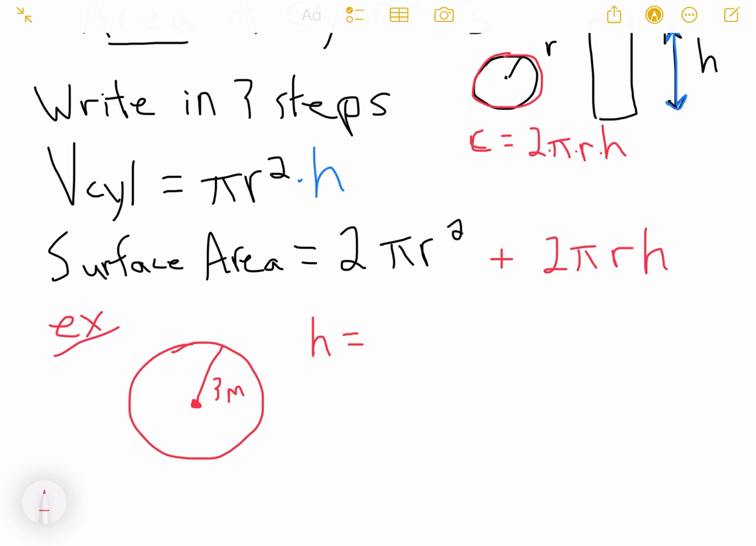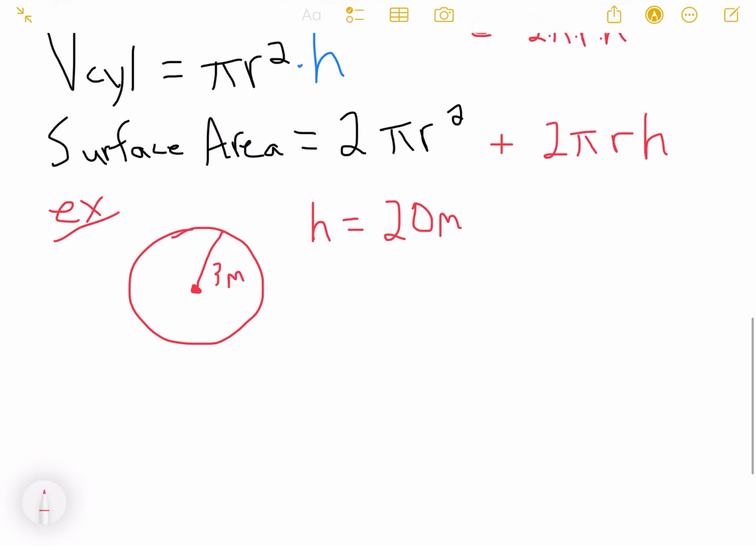Over here we'll put h is 20, and it's important to include your units, because you want to know how actually tall it is in real life. So it's 20 meters, so maybe I have some sort of water container. I'm going to figure out how much water it'll fill for my population. So let's find the volume and the surface area of this thing.